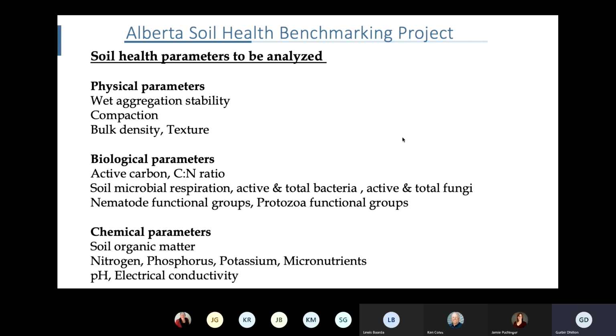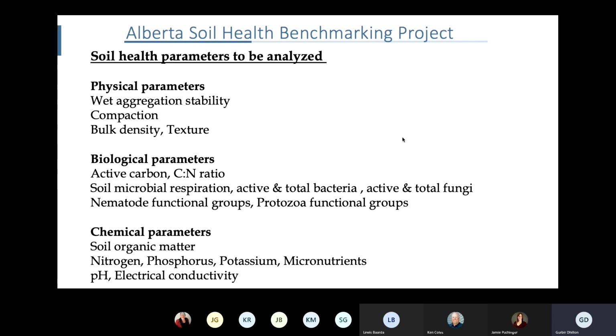Chemical parameters, the general parameters that are tested in a soil testing lab, including organic matter, nitrogen, phosphorus, potassium, micronutrients, pH, electrical conductivity. All of these will be measured. All of this information will be entered into a database for the province of Alberta.